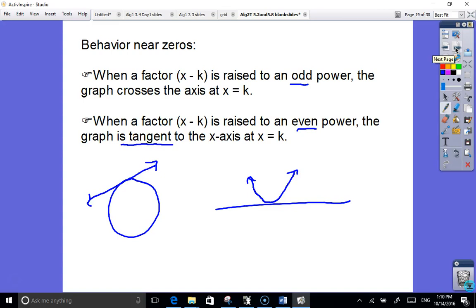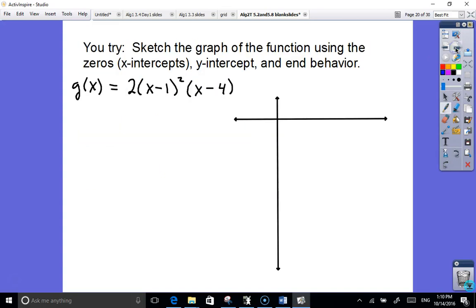I'm moving pretty fast. Let me see if that was the right side. Okay. So try to do the same thing with this one. Try to figure out where your zeros are, where the y-intercept is. Are the zeros going to have the tangents, or are they going to go right through the x-axis? What would the end behavior be?